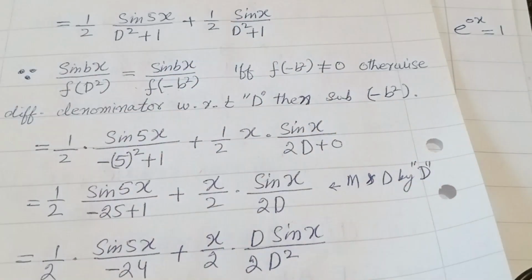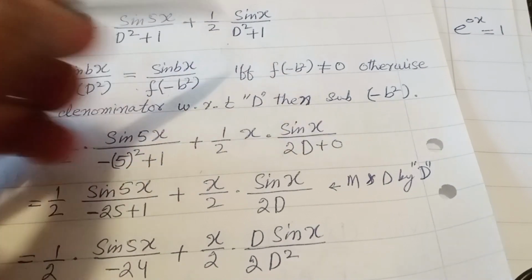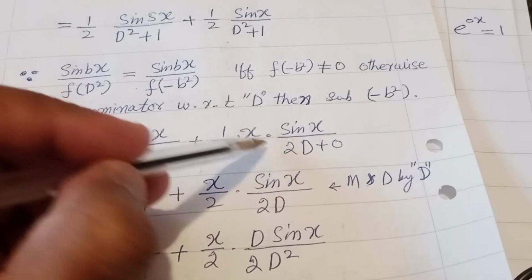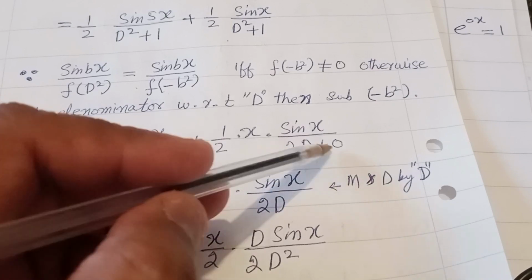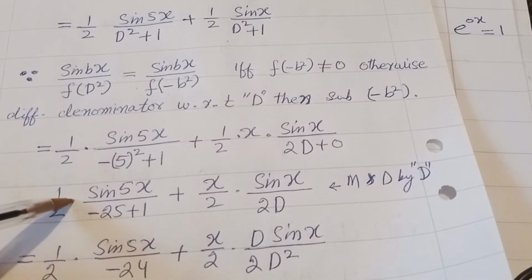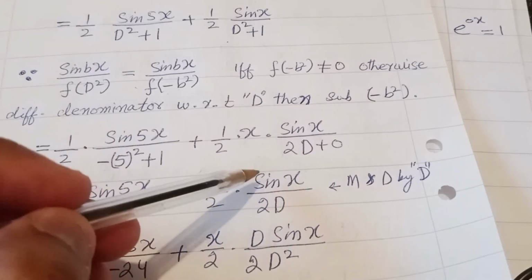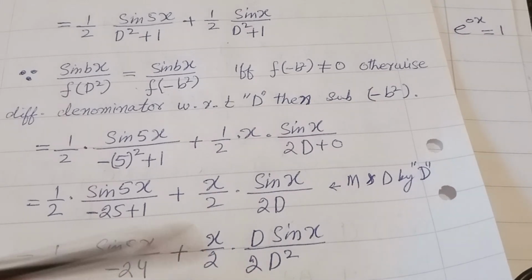Due to this, we must differentiate the denominator here in the second term. So it will be 1 upon 2 into x times sine x upon f prime d, that is 2d, plus 0. Now here we will substitute the value of b in the next step. So 1 upon 2 into sine 5x upon minus 25 plus 1 plus x upon 2 sine x upon 2d. So 1 upon 2 sine 5x upon minus 24 plus x upon 2.